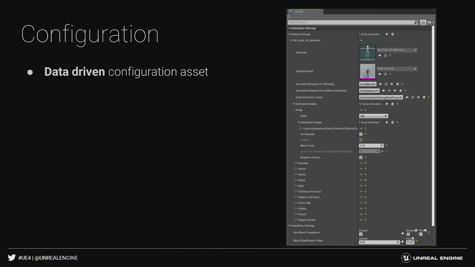So we made this all data-driven. We created a new kind of asset for setting this all up, and in there you can specify what the states you want are, what animations they should play, how many variations to have in each state, what the blend times are, and also some per-platform limits, which I'll talk about more in a minute. But this made it easy for the artists to go in and play around with different settings and make sure that things were looking good.